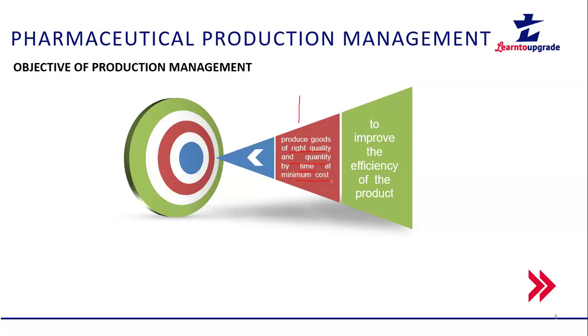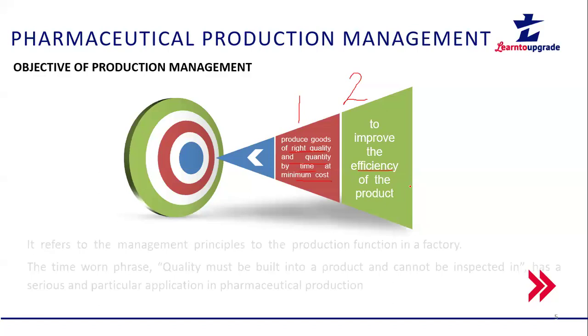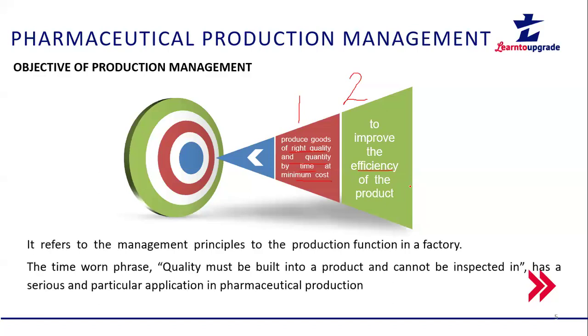In India, the cost is controlled by the regulatory agency, CDSCO, the Drug Controller General of India, right? There is a formula for calculating this cost, so this has to be met, right? So that is the first objective of production management. And next is to improve the efficiency of the product, right? As I said, production is a continuous process and it has to be improved over a period of time, and if you keep on increasing the efficiency, you will get a lot of profit, right? So these are the two objectives of production management, right?